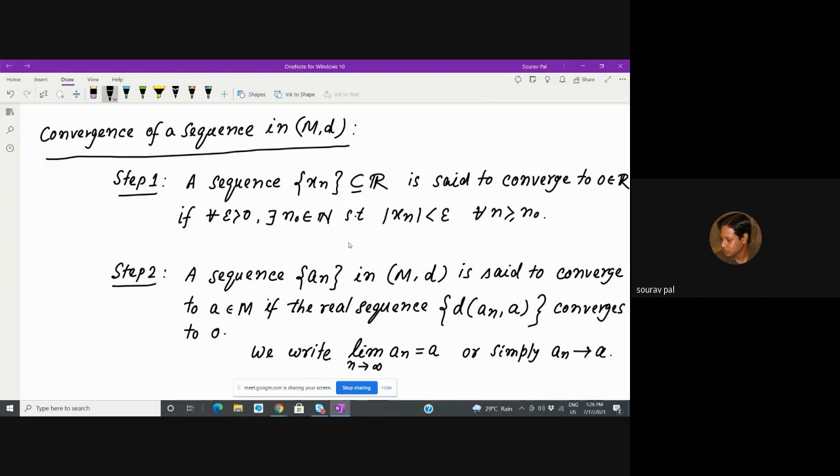So do you remember this definition? It is so simple. a_n converges to a. What does it mean in a metric space? You just take the real sequence d(a_n, a) that converges to 0. And you know what is the definition of convergence of a real sequence to 0? What is given in step 1. Okay, so please, I request all of you to remember this.